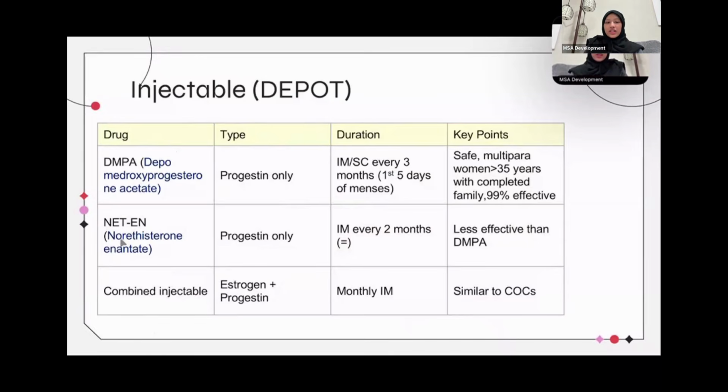NETEN is another option, norethisterone enantate. It sounds like estrogen, but it's terone, so progesterone only. This is every 2 months, less effective than DMPA, so you would prefer that first line. You can also have a combined estrogen progesterone injectable every month. Again, monthly is more frequent. It's similar to oral, it's just injectable. This is good when estrogen is contraindicated, again because it's progesterone only. I keep saying that.